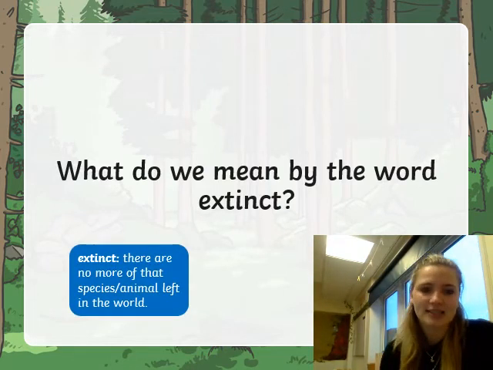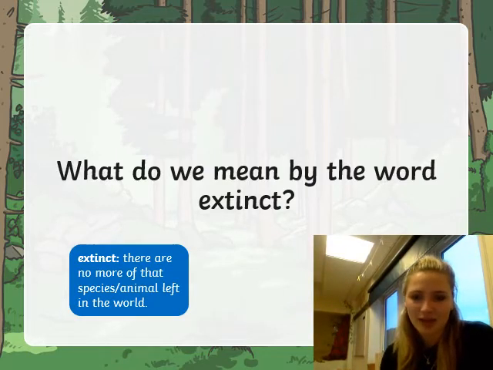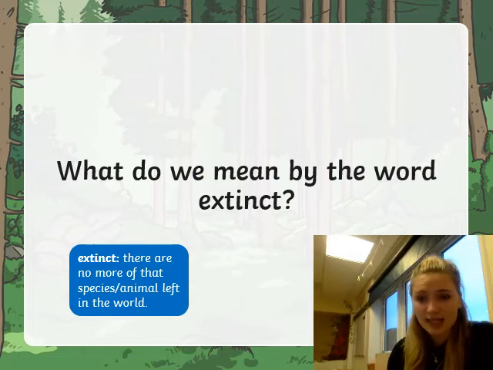Okay, so extinct means that there are no more of that species or animal left in the world. So in the whole world, there is no more of that animal left. So we're going to have a look at a few examples now of some different animals that have become extinct either recently or a lot further in the past.